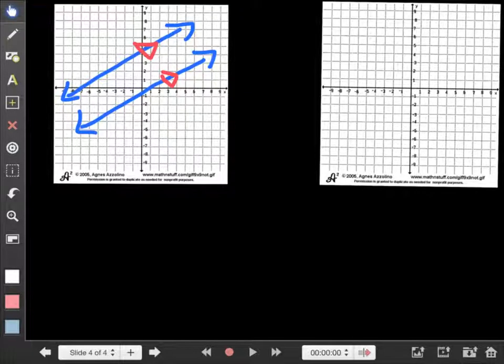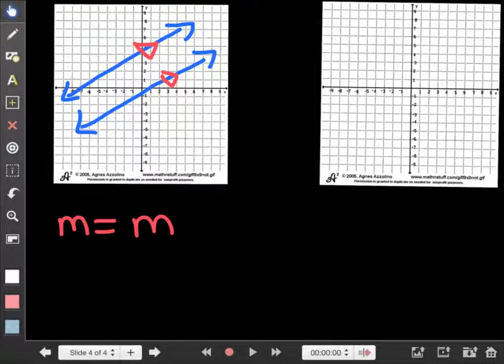Okay, if they are parallel, then that means that their slopes must be exactly the same. That means the slope of the first line has got to equal exactly the slope of the second line. They have the same numerator, the same denominator, the same rise, the same run, and must both either be positive or both be negative. They have to be exactly the same.